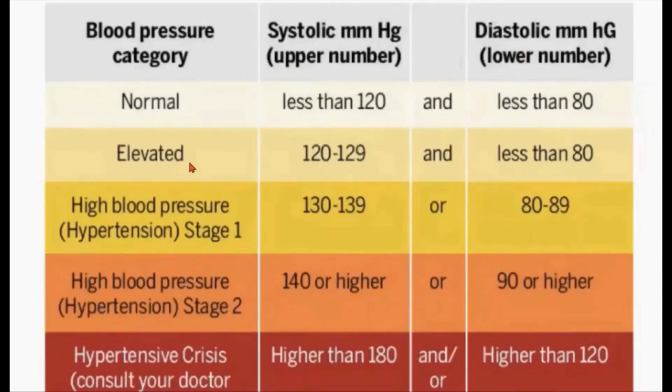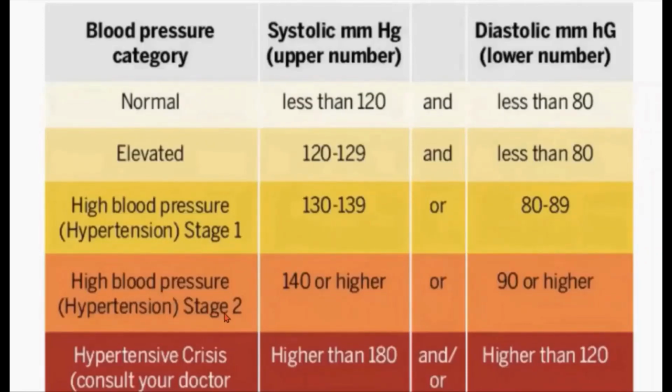Then elevated, that is 120 to 129 and less than 80. This is also related to normal only, because with this BP there is no problem. So systolic 120 to 129 and diastolic level less than 80, that is the elevated condition. Then high blood pressure stage 1: systolic BP is 130 to 139 and diastolic level is 80 to 89.